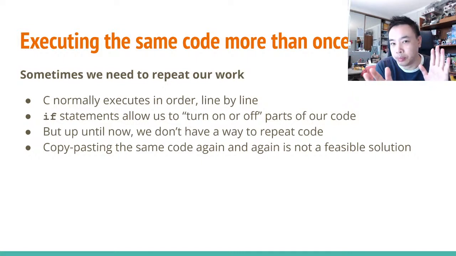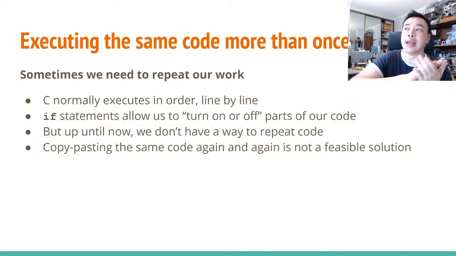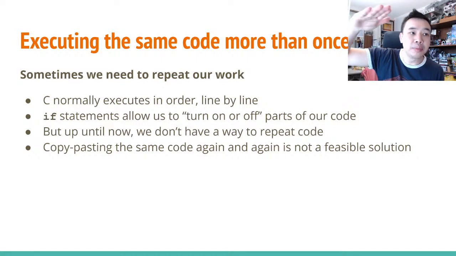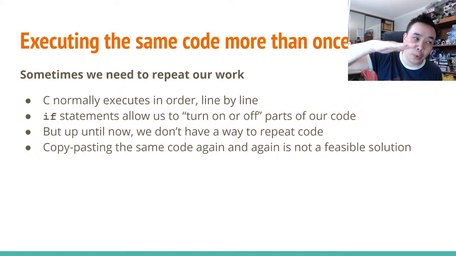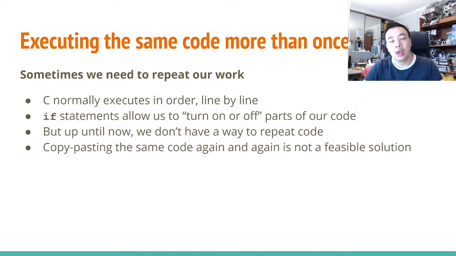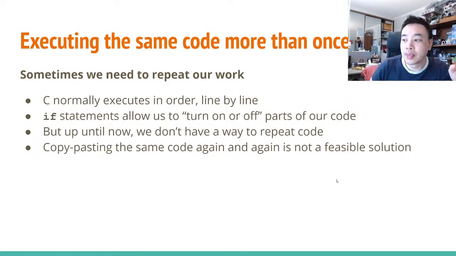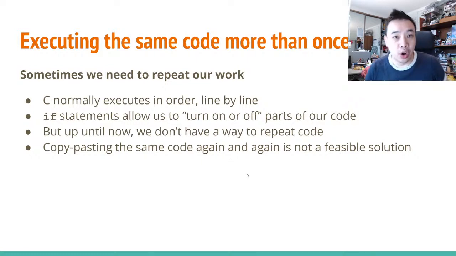So from earlier than today, we've been running our C code line by line, and we're going, okay, from the start of the main and down, we just go one line to the next, and things happen in order, one after the other. We learnt one thing to be able to turn on or off parts of that code, which is the if and else statements. So that allows us to say, okay, this runs, but this doesn't, or choose between these things. But we haven't had a nice way to say, let's do the same thing over and again.